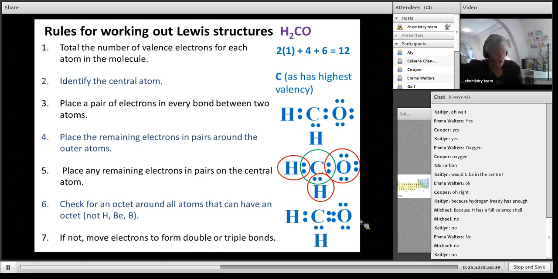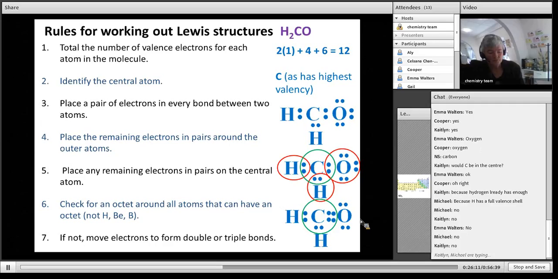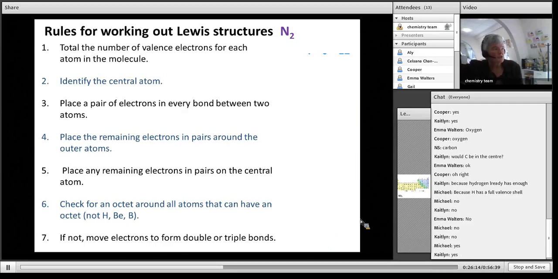So I've taken one pair across, and now you check again for your octet. Carbon now has 8 electrons, because it's all the ones that are being shared, those 4 plus the 4 being shared with hydrogen. So is that a correct structure? Yes. Okay. Right. So this is the last one we're going to do in full like this. I've only got 2 atoms.